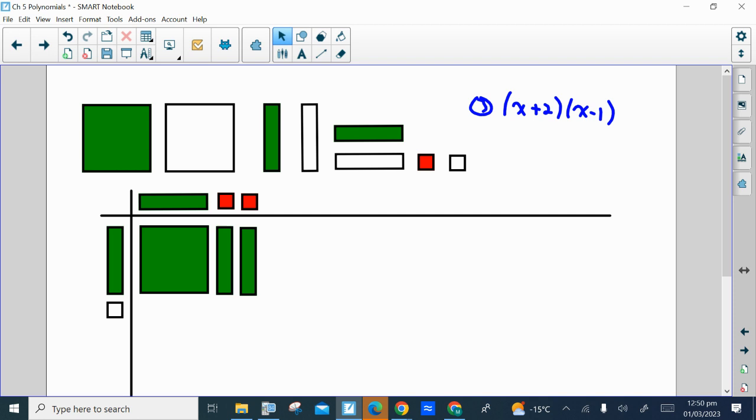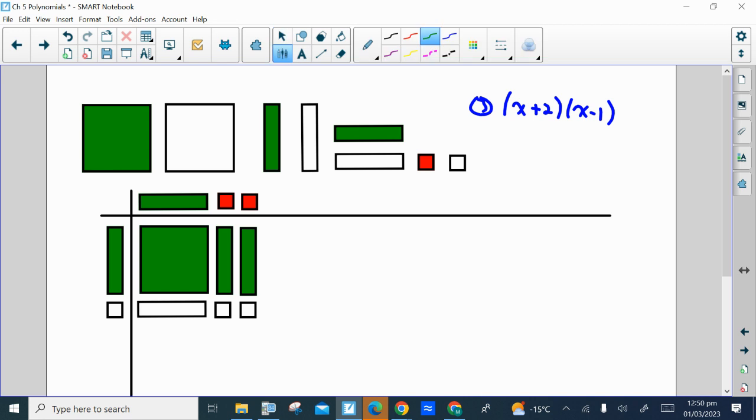But this bottom row, they're all going to be negative tiles because you're multiplying a positive by a negative in every case. Same width as what's above, same height as what's to the side. In each case, you're multiplying a positive times a negative, which means these are going to be negative tiles.